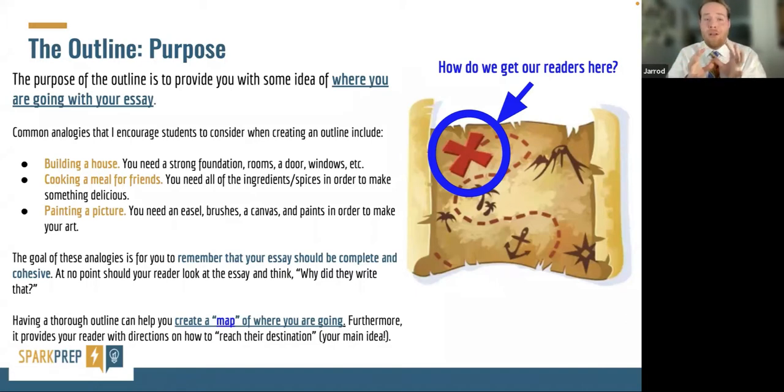Now, the goals of all of these analogies and the goal of an outline, remember that your essay, as I said, should be complete and cohesive. At no point should your reader look at the essay and think, why did they write that? There should be no looks of confusion on your reader's face while they're reading your essay. And finally, looking at this visual on the right side of the screen again, create a map of where you're going. So we want to get them to that red X, to that treasure, so to speak. How do we get our reader there? That's the point of the outline.